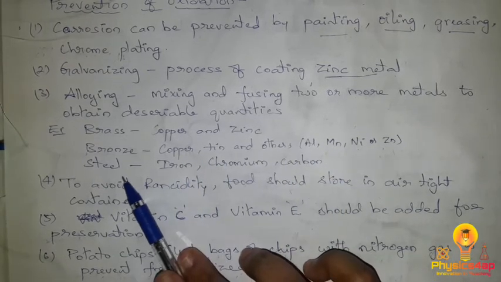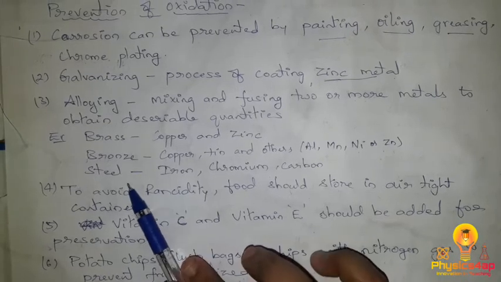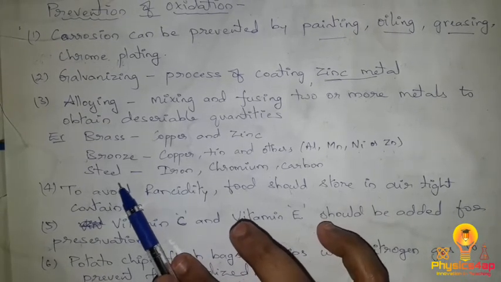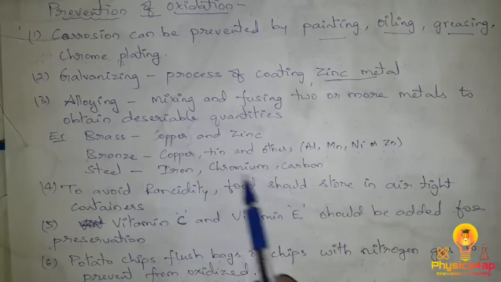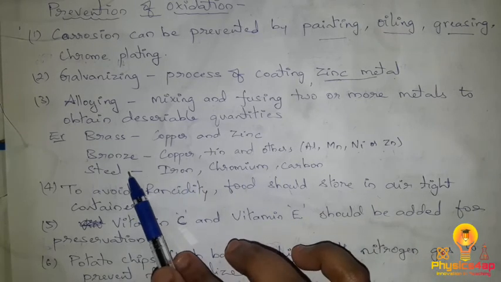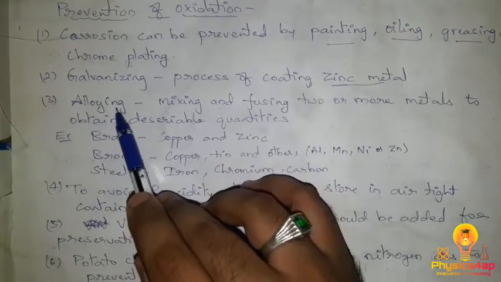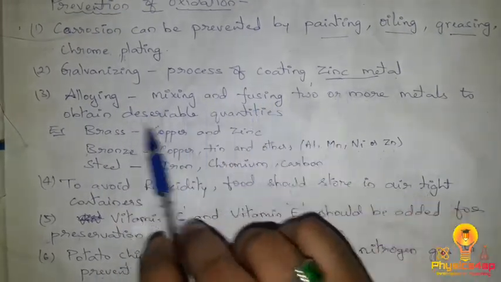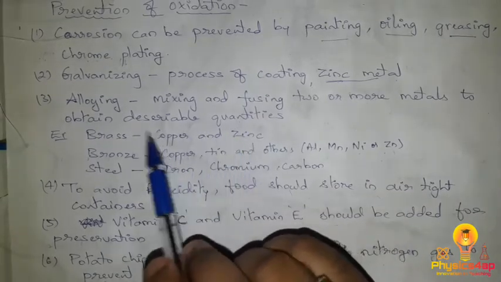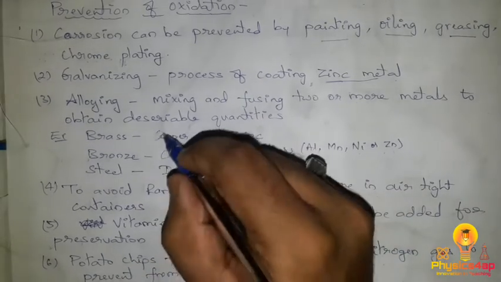And also stainless steel. Mostly we use stainless steel in our cooking utensils. It is prepared from iron, chromium and carbon. By mixing these three, we get the steel. That process is what we call alloying: mixing and fusing two or more metals to obtain desirable qualities, that means good quality.